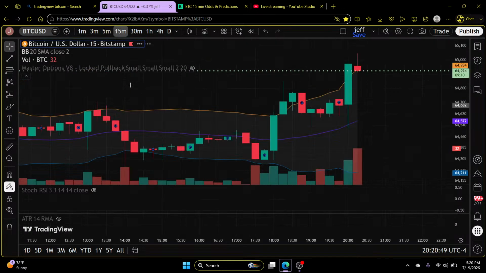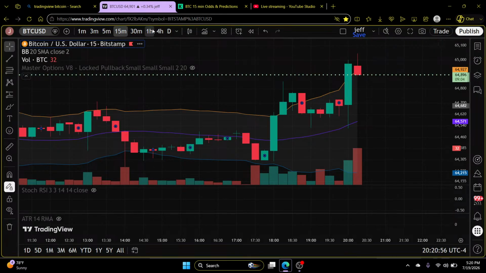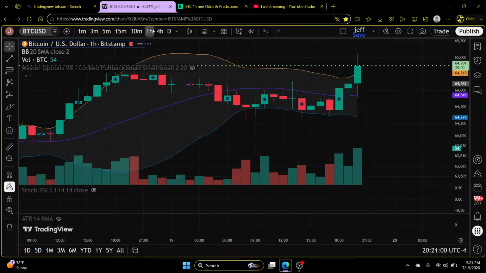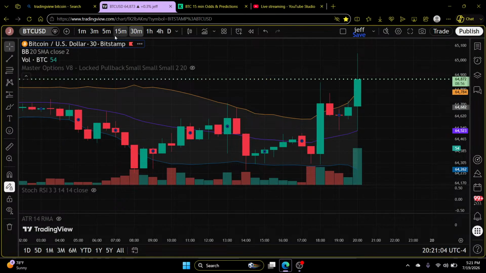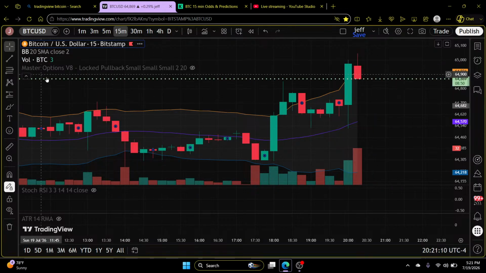Oh, that's not even the 15-minute chart. It's the 4 hour chart. All right, so it's green overall for the 1 hour chart, or 15 minutes. Currently, it's at the top of the Bollinger Bands. So this one's probably gonna end red, right?